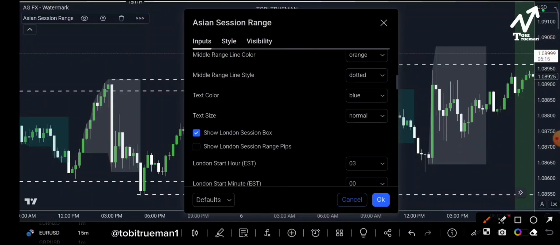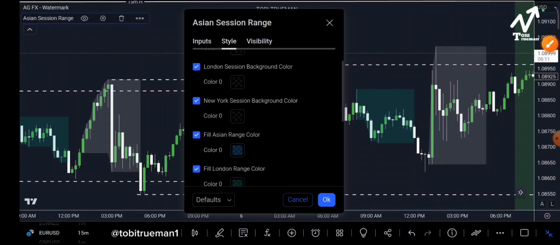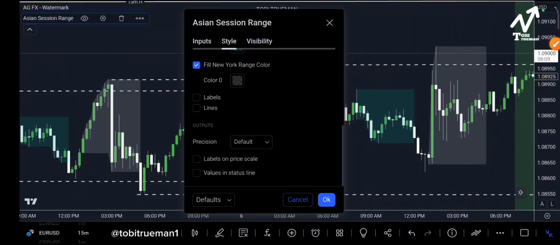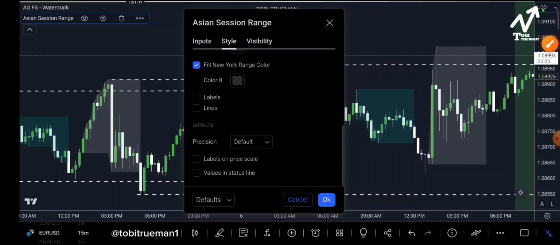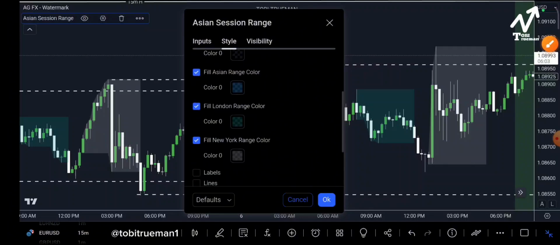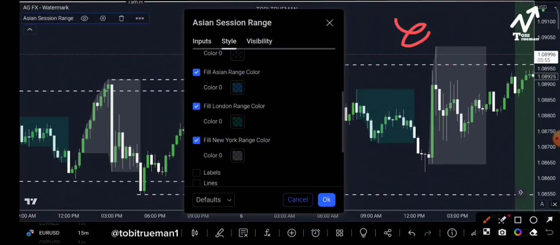Come to the style. When you come to the style, you see everything here. You unmark everything that is here, then leave whatever is left. For it to be transparent on your TradingView, based on the color of the background I'm using, I have to increase the intensity of these three colors.